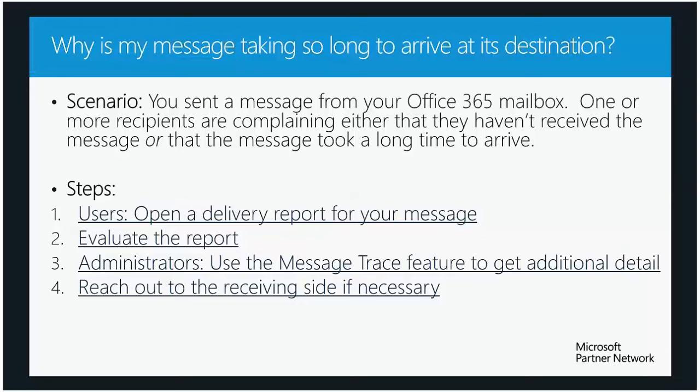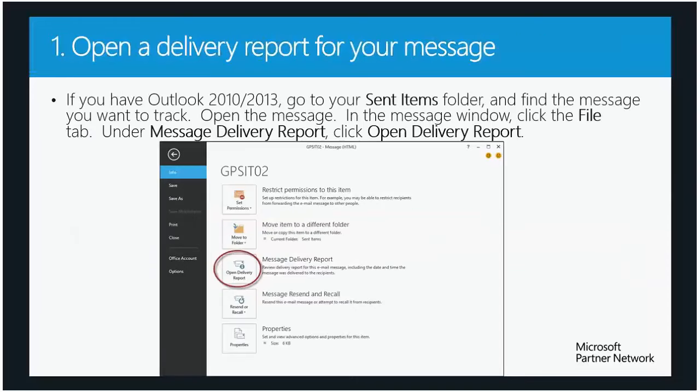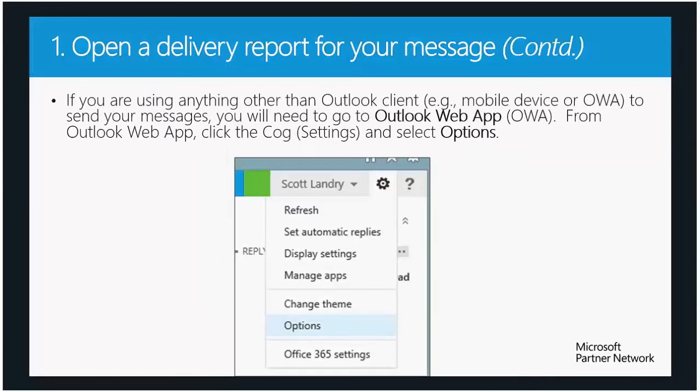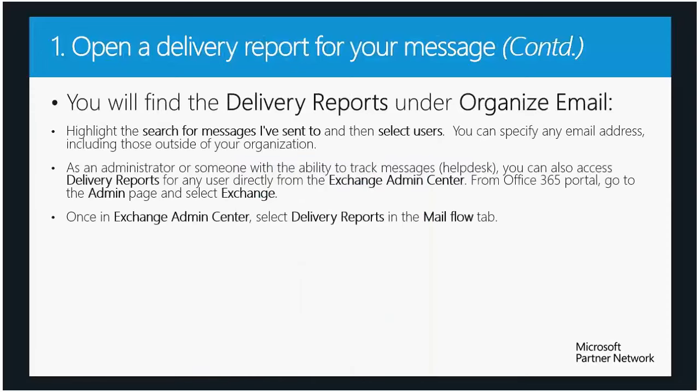You can open delivery reports from your Outlook client. If you go to the information tab, you have a button here which gives you the relevant delivery report. And if you're using Outlook Web App, you can go to the cogwheel, and under the options menu, you will have the same button to open this report, which you can provide to your administrator, or you can look into it yourself if you're a professional or a service provider.